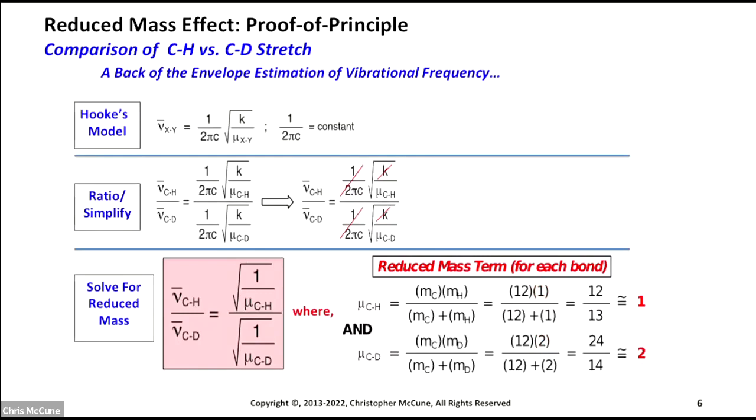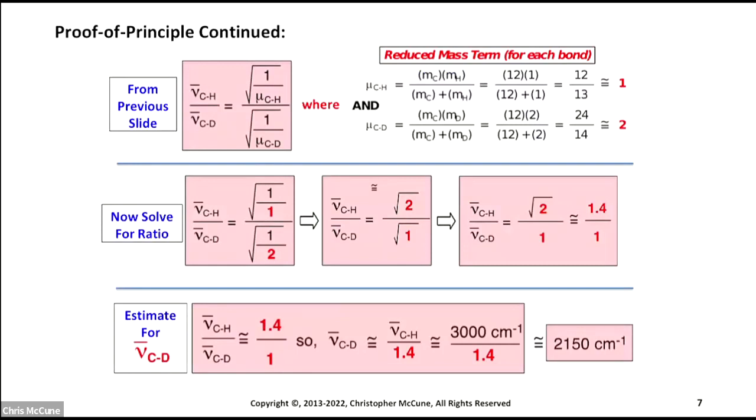That changes the number to almost approximately 2. So the reduced mass term is about 2 there. And so now I've got myself roughly a ratio here. Let's look at that. We're going to plug that into our previous slide, where now we know what mu is for each case. It's 1 for the CH and 2 for the CD. And so I just plug those numbers into my simplified equation, solving for that ratio.